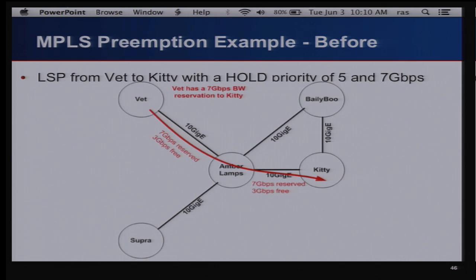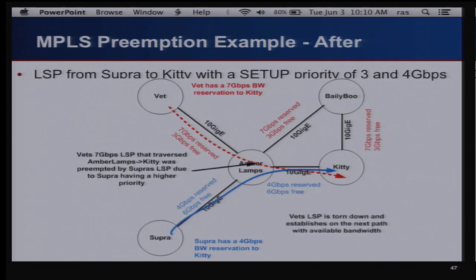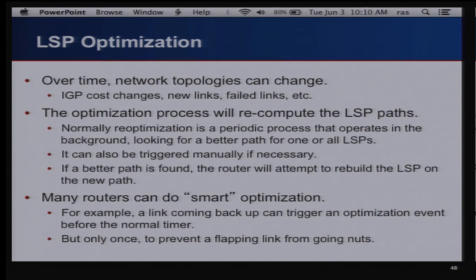So here's an example that I'm not entirely sure is translatable on here. It's just the basic concepts that I was showing. I'll kind of skip these slides. Showing you've got a higher priority LSP coming in, it's kicking the lower priority LSP off, and then it goes and finds the next best path for itself.